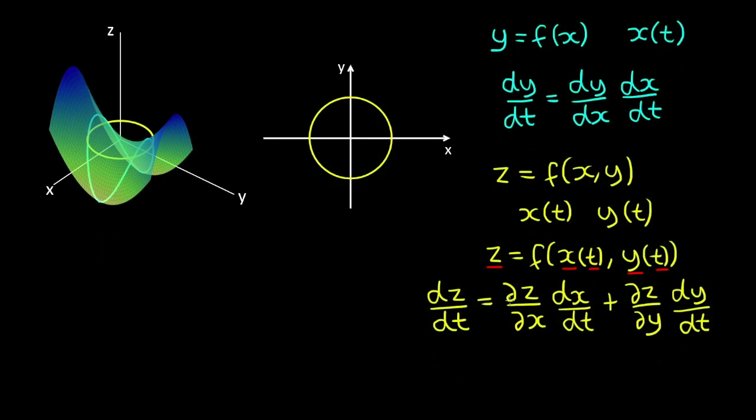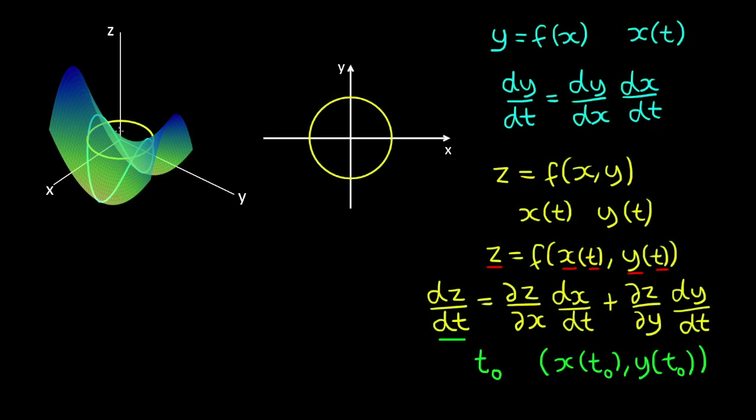So note how these derivatives are evaluated. This derivative is evaluated at a particular value for t. For example, if t was t0, then the partial derivatives will be evaluated at a point with x coordinate at t0 and y coordinate at t0, and dx/dt and dy/dt are evaluated at t0.